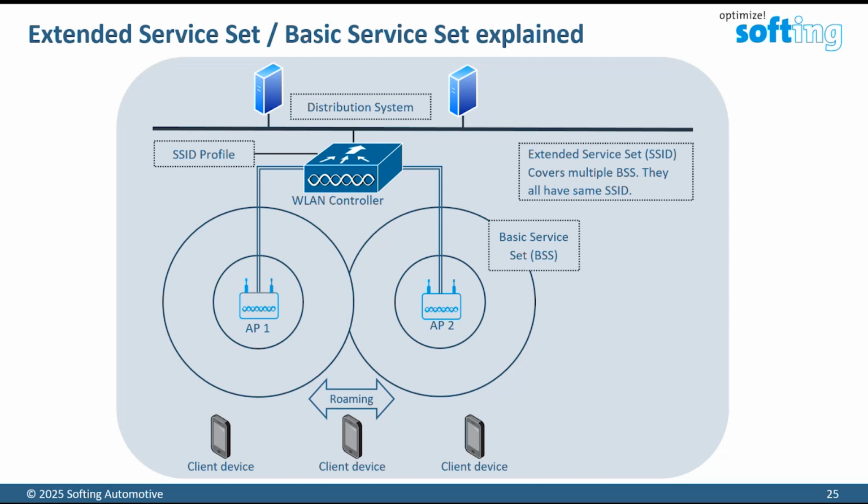There are two terms to know here. One is the extended service set, which is defined by the SSID that you configure. It covers multiple RF cells. Those RF cells are called basic service sets. So you see here the APs are sending out RF, and that's the basic service set. If a device moves around, it can roam from one access point to the other, from one basic service set to the other basic service set. But it's characterized by one SSID. That's called intercontroller roaming.